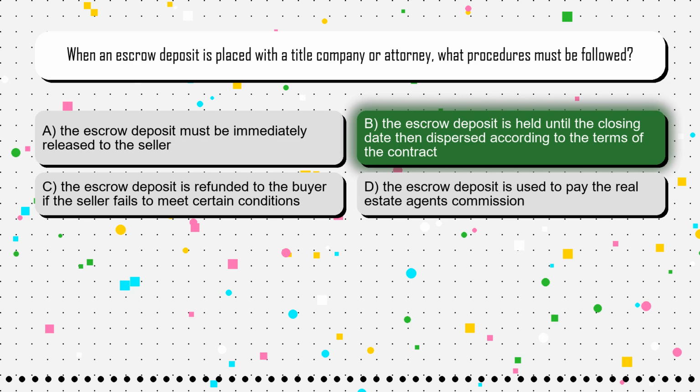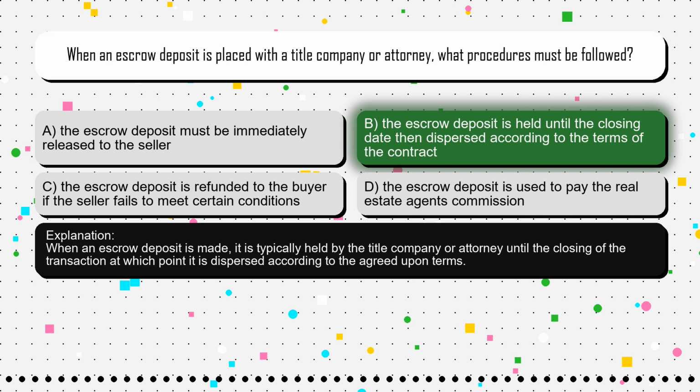The correct answer is option B, the escrow deposit is held until the closing date then dispersed according to the terms of the contract. When an escrow deposit is made, it is typically held by the title company or attorney until the closing of the transaction, at which point it is dispersed according to the agreed upon terms.